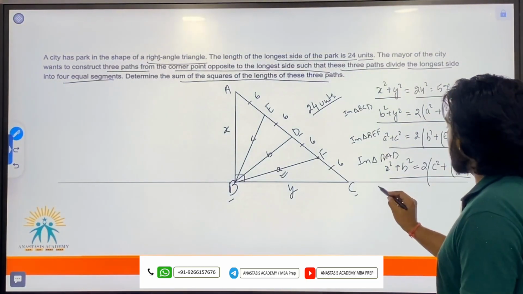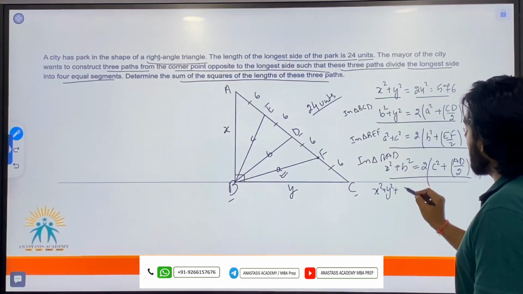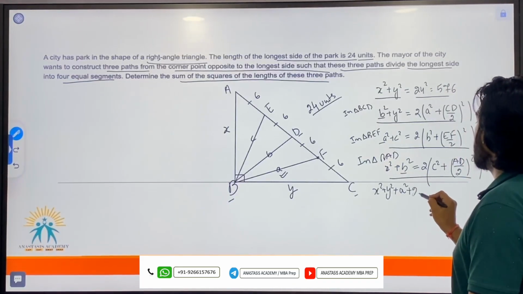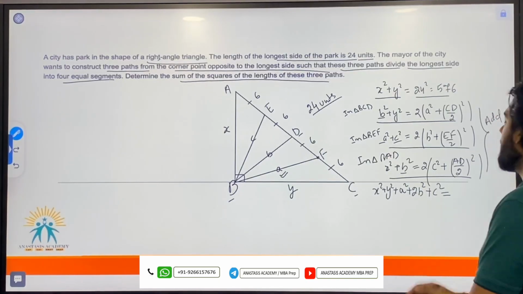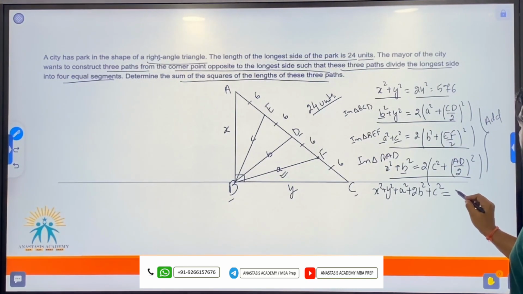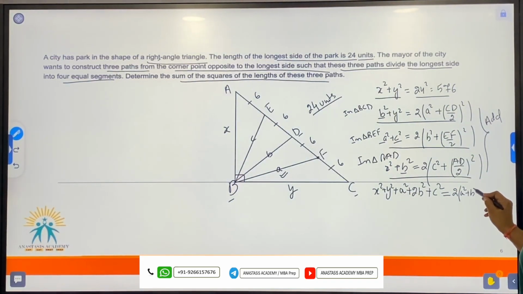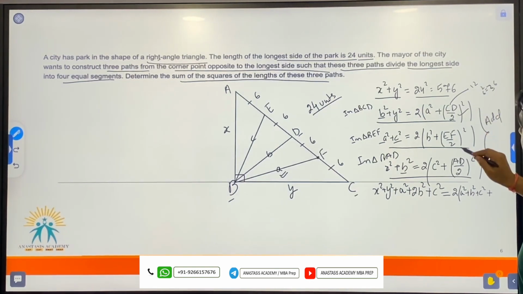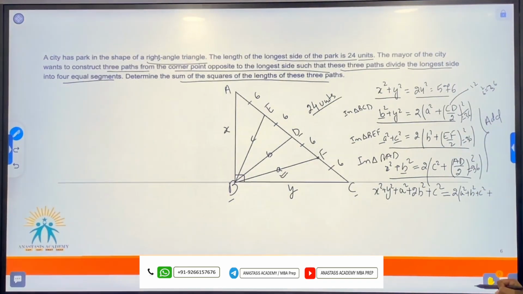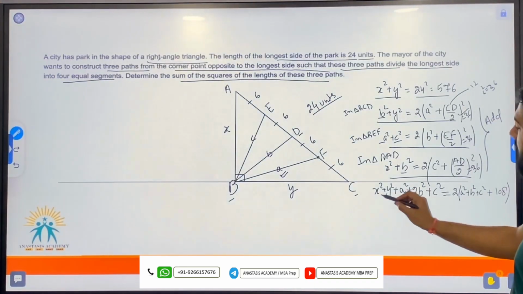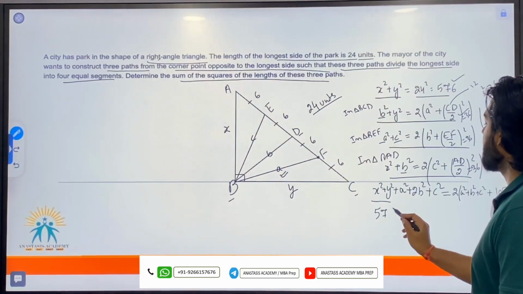What would I get? x square plus y square plus a square plus b square, so 2 times b square plus c square is equal to, if I take 2 common, I get a square plus b square plus c square plus, I know CD is equal to 12 and CD by 2 is 6 square is 36. So this is 36. EF is also 12, so 12 by 2 is 6 square is 36. This is 36 here, this is 36 here, and it is also 36 here. So 36 into 3 is 108, right? So if I replace x square plus y square as 576, it becomes 576, right?